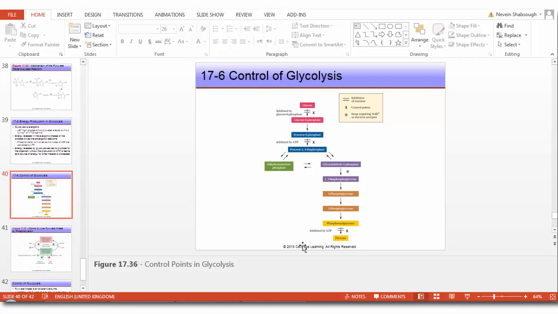Now we come to the so-called control of glycolysis. As I said before, glycolysis consists of 10 reactions. 7 of them are reversible and 3 are irreversible. Step 1 is catalyzed by hexokinase, step 3 by phosphofructokinase, and step 10 by pyruvate kinase. These are irreversible steps, and these are the control points.